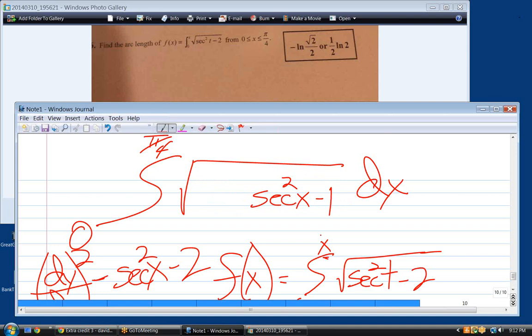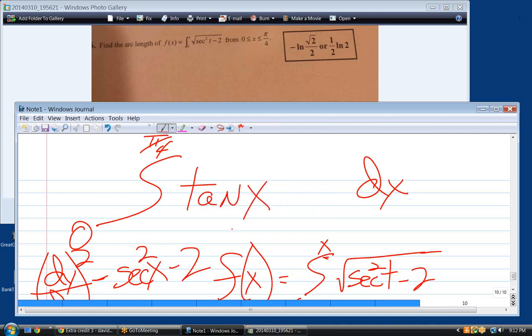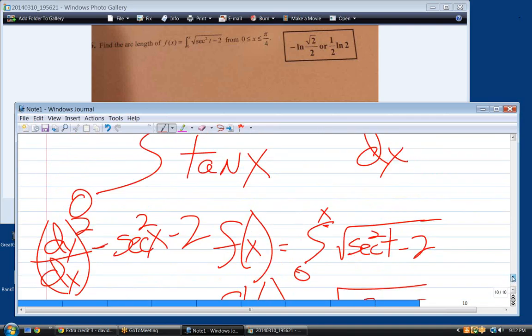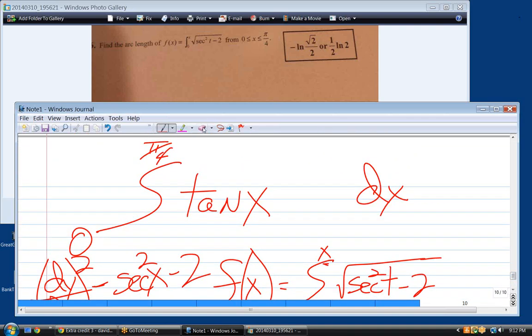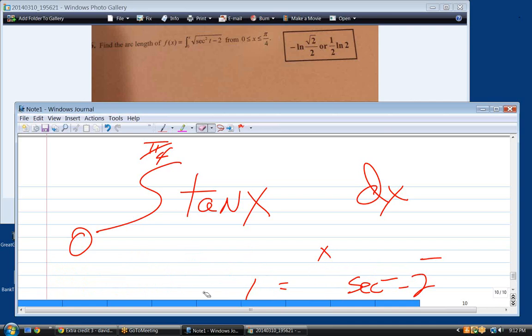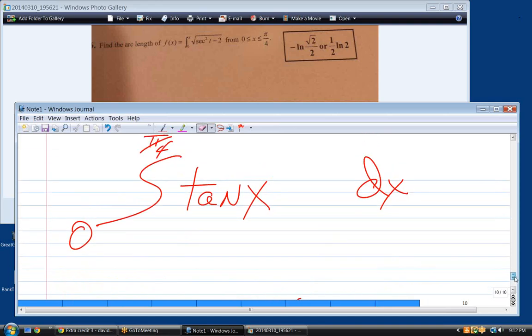What is that? That's tangent squared. Square root of tangent squared is tangent. Integrating tangent of x is relatively easy. You have to use substitution. Can you use your calculator? Not on this one, it has an asterisk. Okay. Let me show you how to do it.